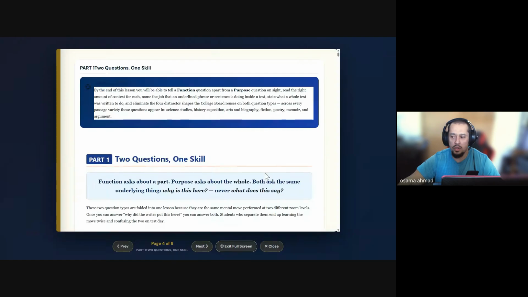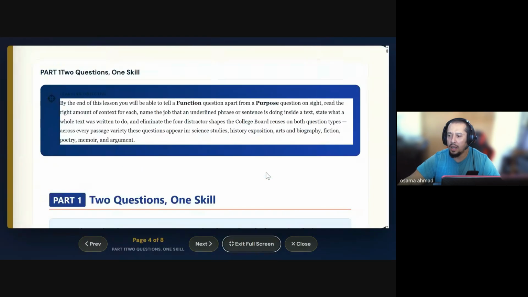So this is one of the trickier skills for students, because this skill is different from the other skills we have, right? With the other skills they ask us, well, what does it say? But today's skill is a bit different. Today, we're going to focus on function, and we're going to focus on purpose.